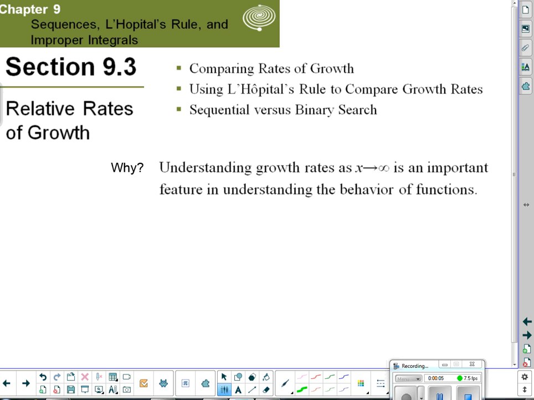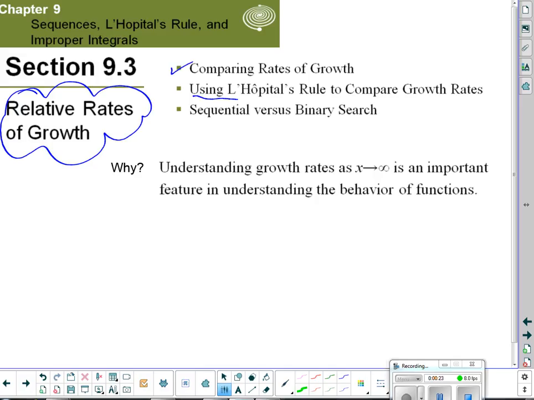Okay, I'm working on section 9.3, so find in your notes section 9.3. This section is all about relative rates of growth. So what function is growing faster than another function, given two functions. So we're going to be comparing rates of growth.